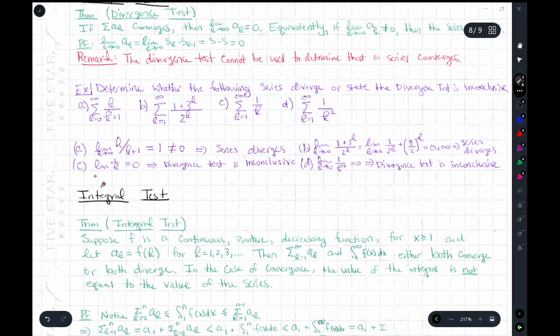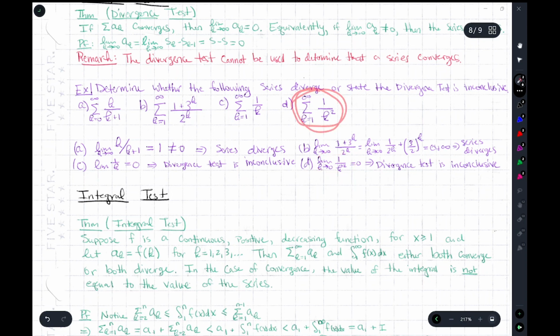What about this guy? Okay, well, the limit as k goes to infinity of 1 over k is 0. Does that mean that this converges? Absolutely not. In fact, it doesn't converge, as we'll see with the integral test. This does not converge even though its terms go to 0. So here the divergence test is inconclusive because the divergence test cannot tell you that a series converges, only that it diverges.